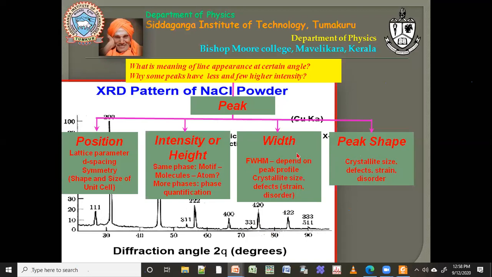Okay, XRD peaks. So these things you should remember. Position gives the unit cell parameter or the symmetry. Intensity tells us about the type of atom which is present in a unit cell. And width will give crystallinity, amorphous content, defects, and then the strain and stress. These things are going to be addressed by using your width, or shape of the peak.